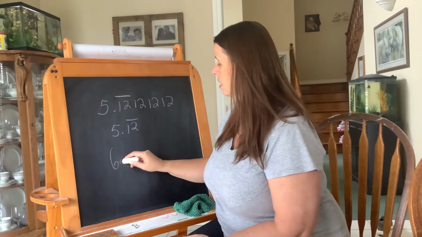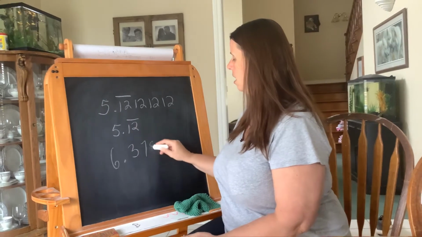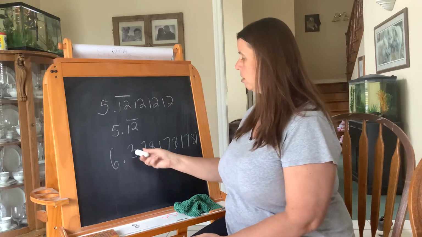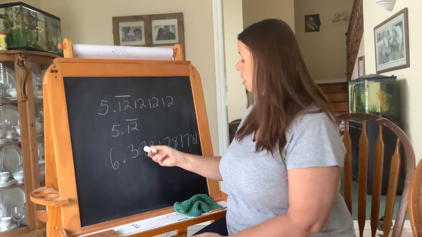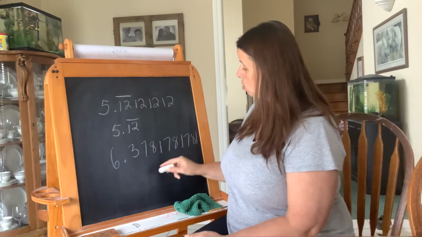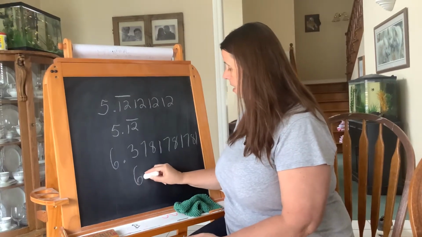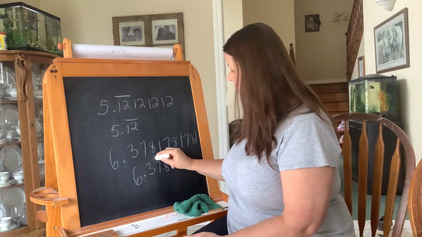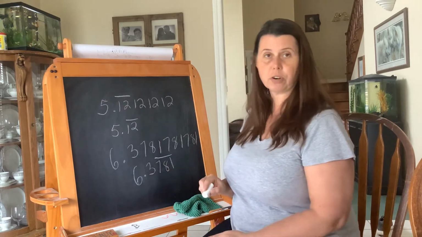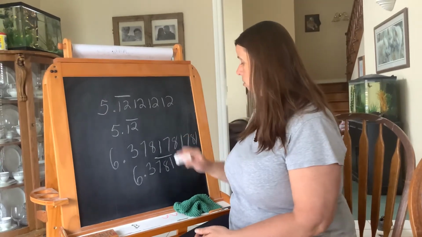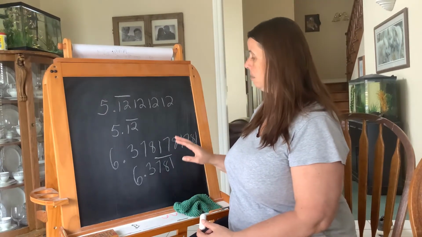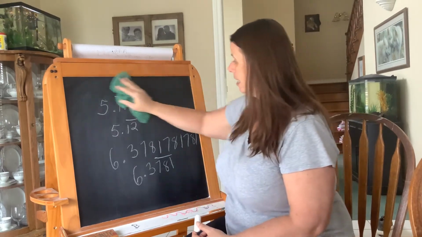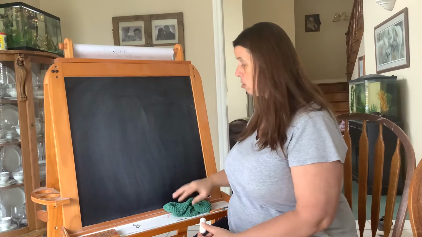Sometimes you'll get 6 decimal 3 7 8 1 7 8 1 7 8 1, where the 3 does not repeat, but 7 8 1 does. So if I was going to write this, I'd say 6 decimal 3 7 8 1 with a bar over 7 8 1, not over 3, because 3 does not repeat, only 7 8 1 does. Okay? So whatever repeats, you put the bar over that little section of the number, just over the part that repeats.